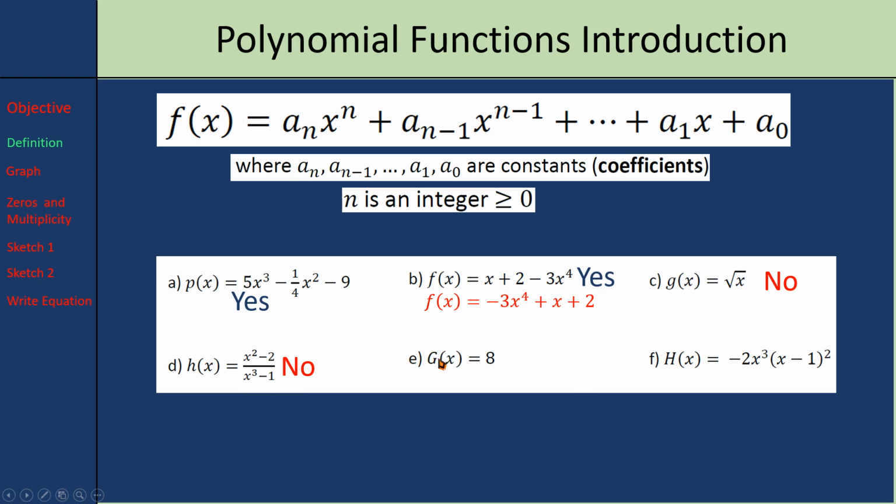Okay, e, surprisingly, that is a polynomial function. Some of you might be like, well, it doesn't have any x. So all the a's in front here are just 0. Basically, it's 0x to the whatever power, and it just has an 8 left. That's the a sub 0, the last one, the constant. So that is a polynomial function. This one here is also a polynomial function because all the x have positive whole number exponents.